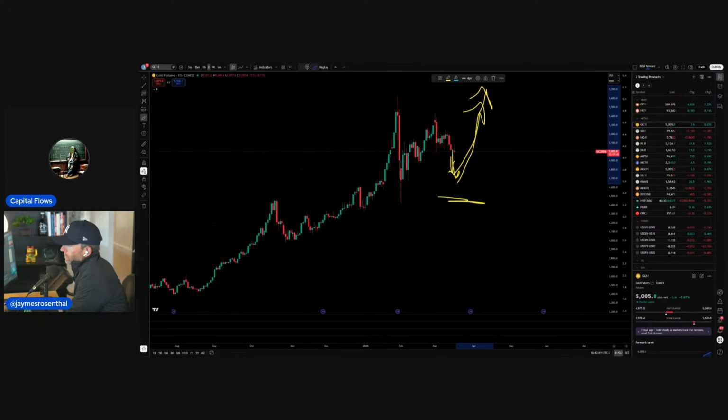Especially, here's the wild thing on gold and silver right now. And let me pull up this chart. All of the vol in gold and silver has come down just so much.